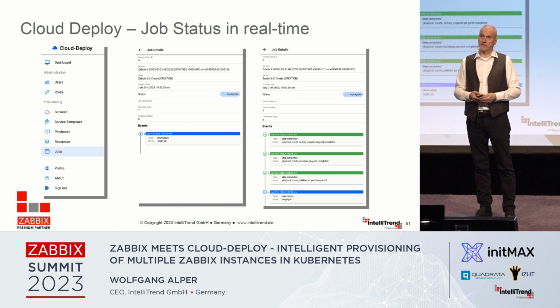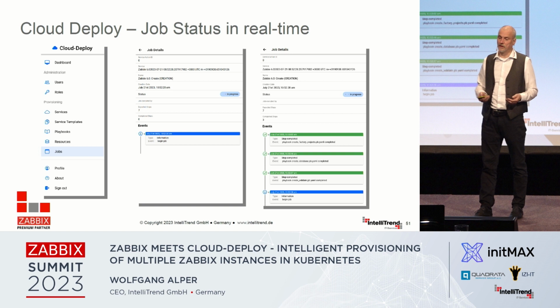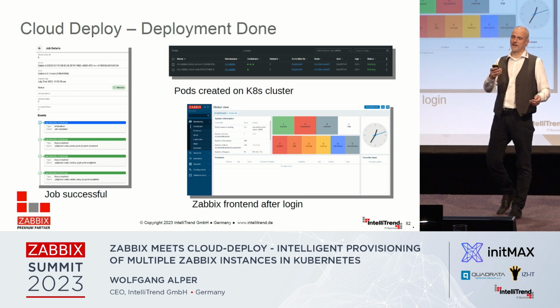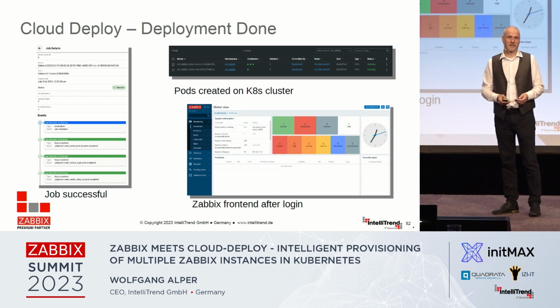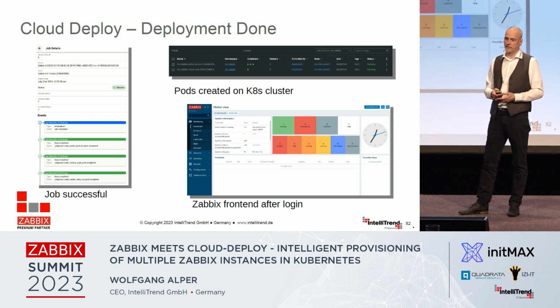The provisioning steps will be executed and streamed in real time to the user, so we can see immediately whether each step worked or failed. And if everything goes fine, then finally you should have your Zabbix front end available. You should see in your Kubernetes monitoring that the new pod is deployed and everything is there.